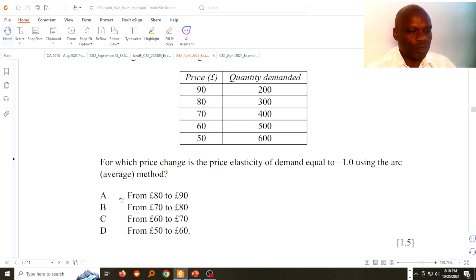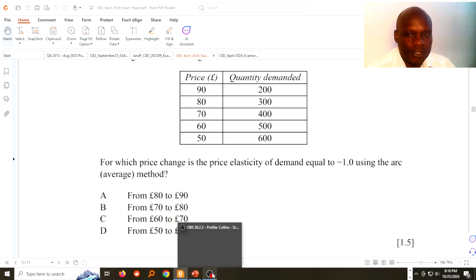So we are given options. Option A, from 80 to 90. When price increases from 80 to 90, we see quantity reducing from 300 to 200. We also have from 70 to 80, 60 to 70, then 50 to 60. So let's consider the solution.